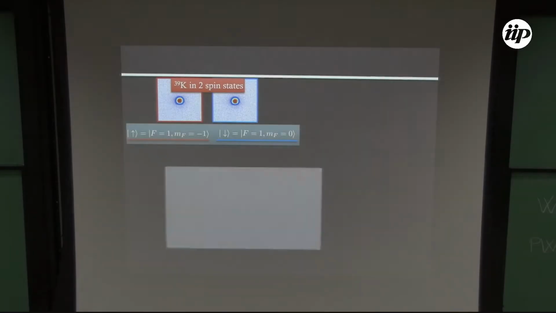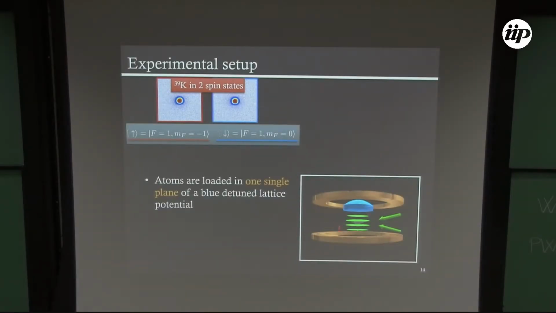So we performed the experiment in the following geometry. We load the Bose-Einstein condensate in one single plane of this lattice potential. Even though I use the word lattice, we work in the bulk, so we don't have hopping or Hubbard Hamiltonians. All the dynamics that I will present are constrained to this plane, and this blue detuned lattice potential just gives us some small vertical confinement in this direction, just to hold the atoms against gravity, and some weak radial anti-confinement.